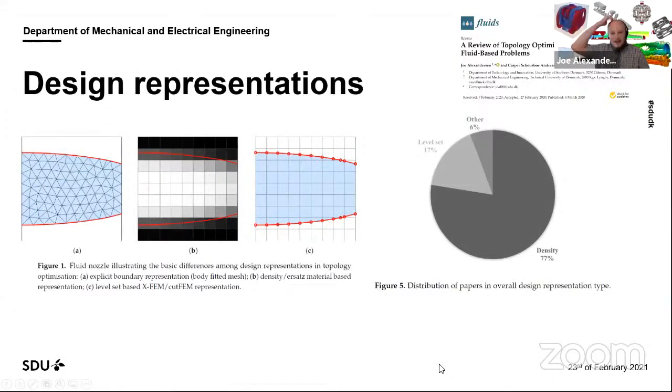So, briefly on the different design representations. We all know there are different ways of doing topology optimization. If we look at these flow-based problems, we see that the vast majority is using the density-based approach. And then the second biggest is level set, and that's probably quite common to all of topology optimization. And then we have some other methods here. So today we actually have three density and one using a body-fitted representation, which is Florian, who will talk more about that. But that actually reflects this percentage pretty well.